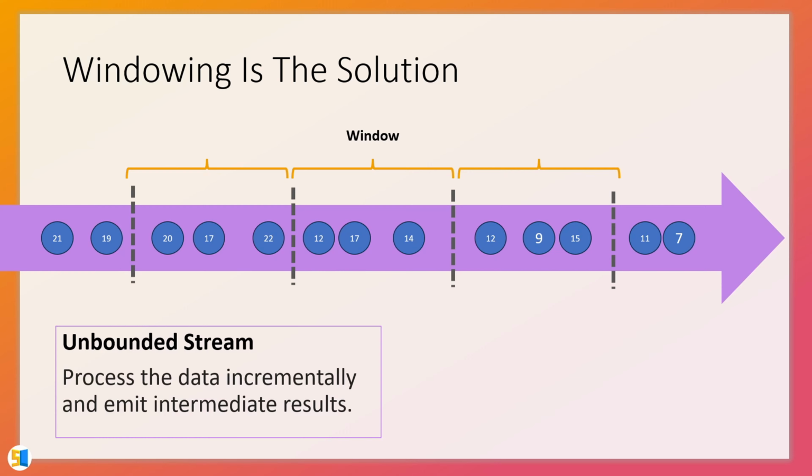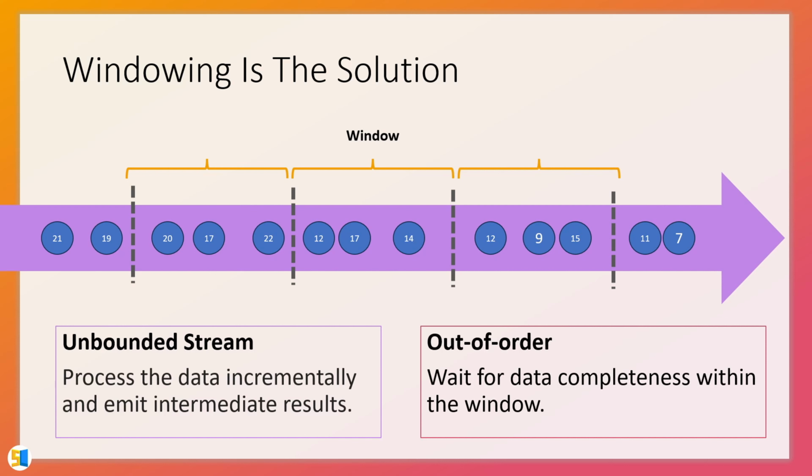Windowing is useful for out of order events. This is because we can wait for data completeness within the window, so we can ensure the late arriving data can still be processed.